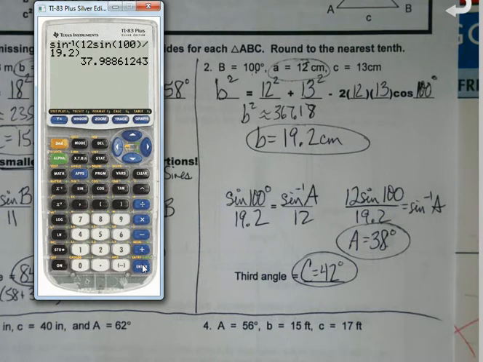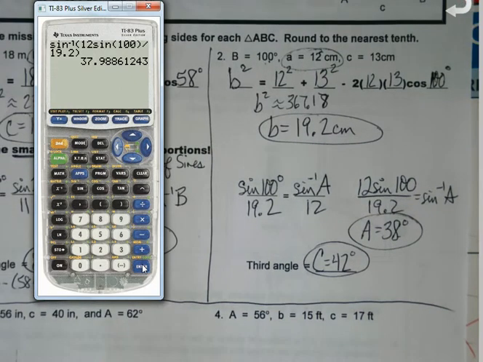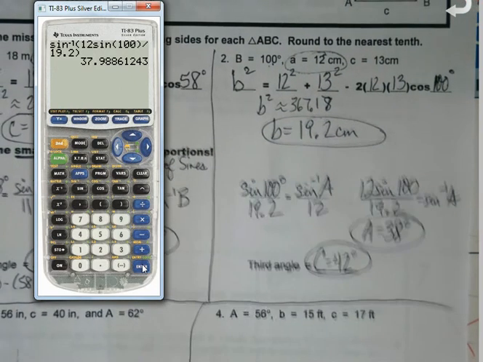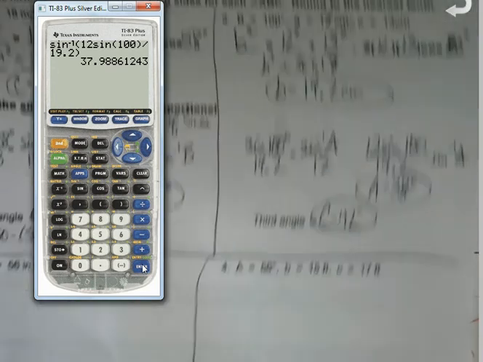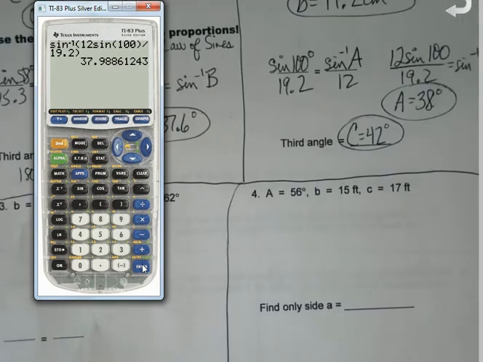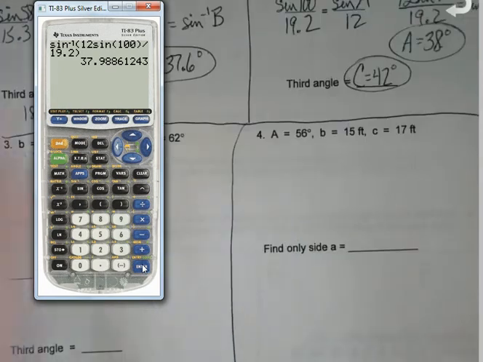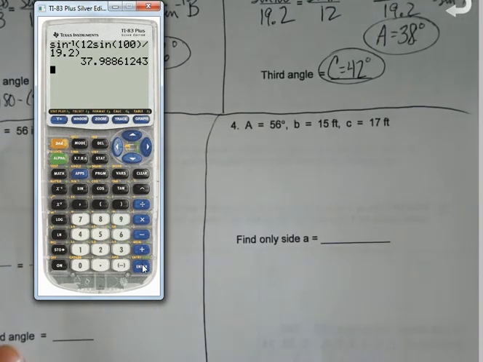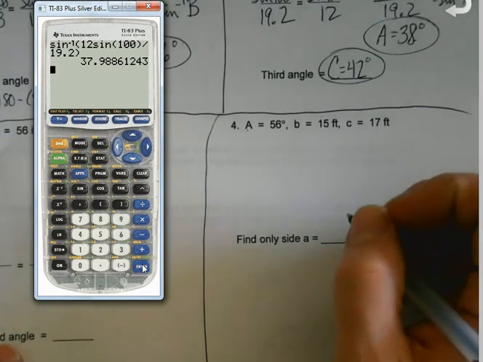One last one. I'm going to go down to 4 just so we can get a little more play with the equation here. And always try not to make yourself more work than you need to. For instance, notice on 4, it doesn't want us to find everything. It just wants us to find side A. Well, that makes us happy when we see that angle A is what we have here.